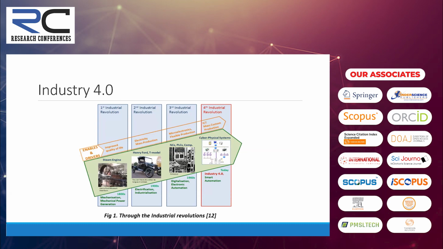In the first revolution, it brought transition of manufacturing from manual labor to mechanization. The second revolution was triggered through introducing electrification, which enabled mass production and industrialization. The third industrial revolution was triggered by digitalization and electronic automation, and now it's currently the fourth revolution.